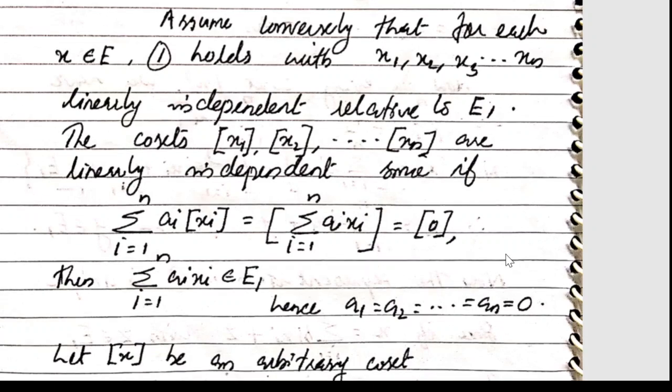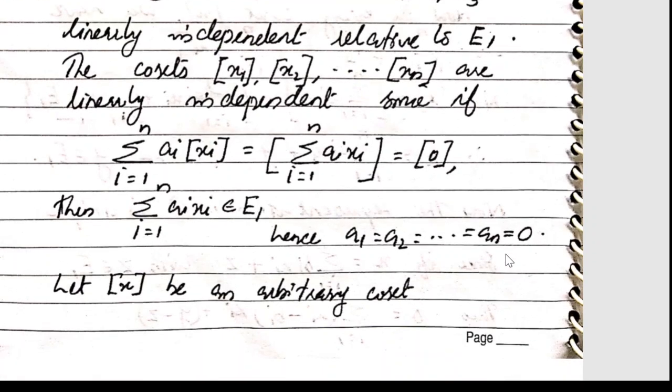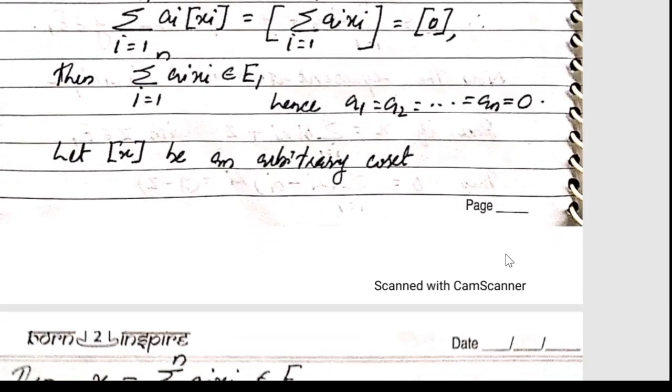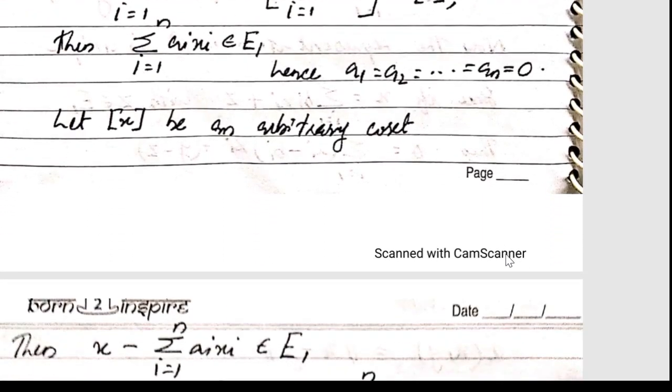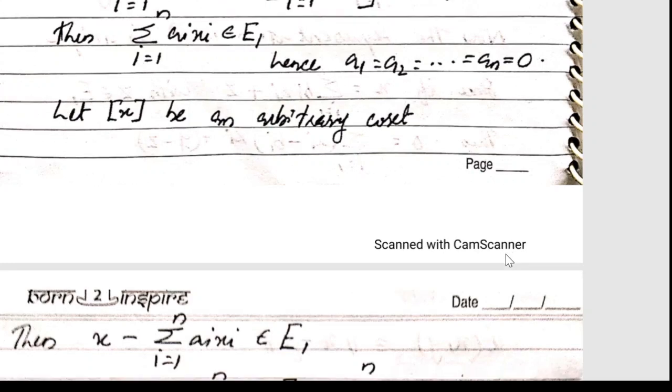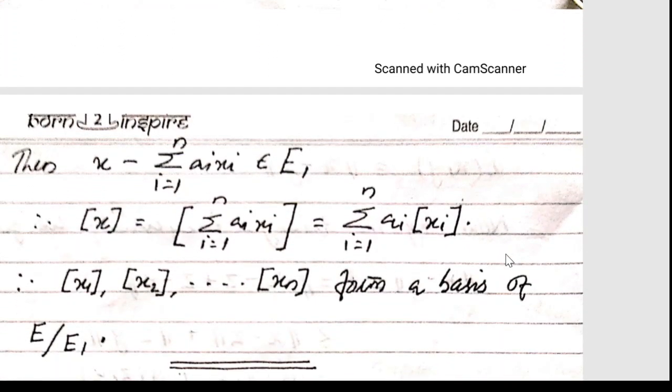Now this belongs to E1, hence a1, a2, etc., an equal to 0. And let x be an arbitrary coset, then x minus sigma i equal to 1 to n ai xi belongs to E1. Therefore, the coset of x is equal to sigma i equal to 1 to n ai xi, and that can be written as sigma i equal to 1 to n ai into coset xi. Therefore, the cosets x1, x2, etc., xn form a basis of E by E1.